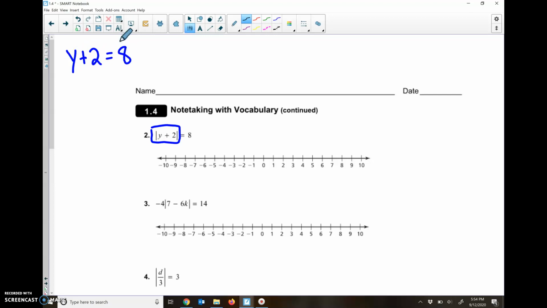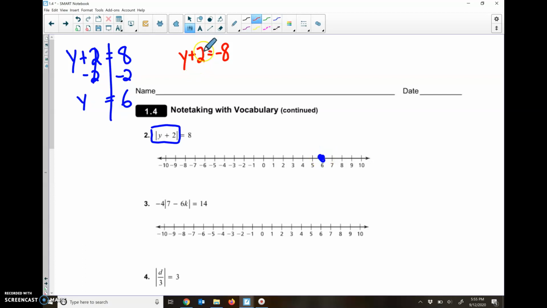And remember, absolute value is also the negative, so we could be 8 units to the left and not 8 units to the right. So I'm going to set it up another way and do y plus 2 equals negative 8. So those are our two equations for this problem. So I'm going to solve these just like normal. y plus 2 equals 8. I'm going to subtract 2 from each side. I end up with y equals 6.